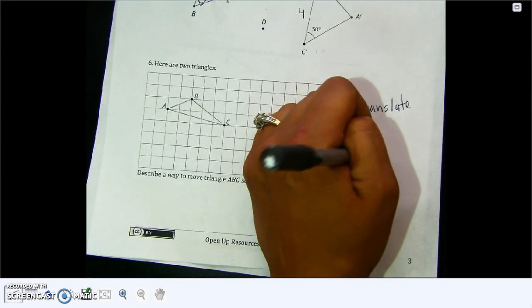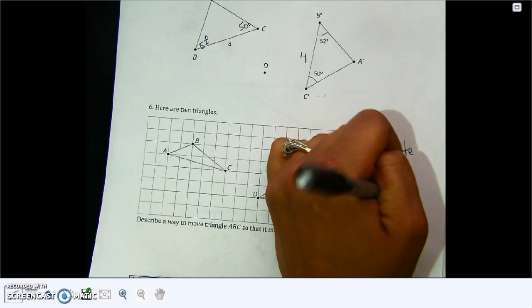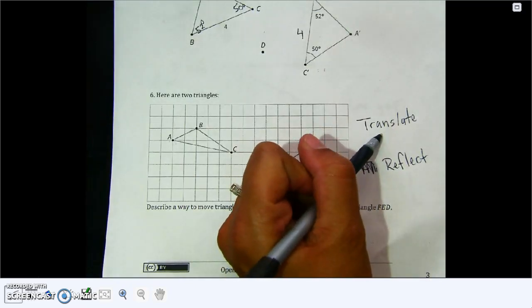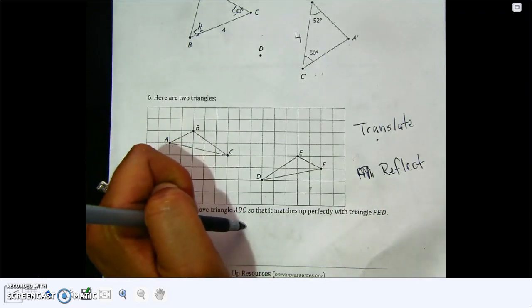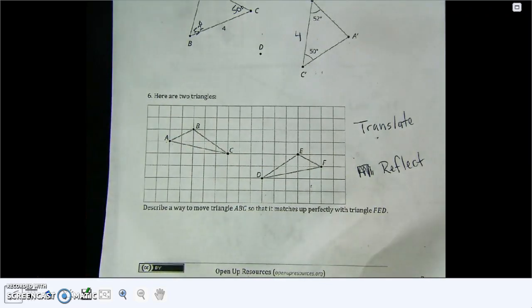What I want you to do, I'm going to write reflect. I want you to figure out how many units did it translate, and then I want you to draw the line of reflection. So that way you can get a better understanding. Make sure you go ahead and look at each one of these, and good luck.